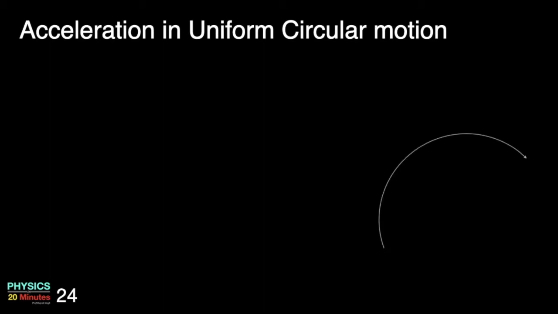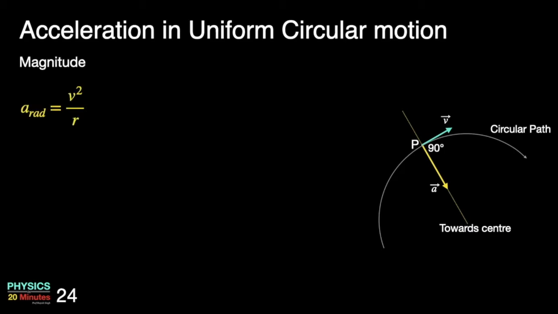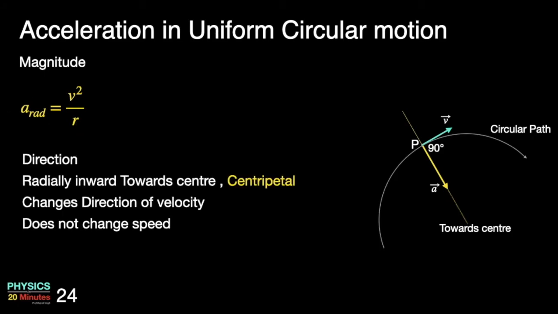Therefore, if you have a circular path, then at any point the velocity vector is tangential to the circular path and the acceleration vector points towards the center. The angle between them is 90 degree. The magnitude of this acceleration we have just derived is given as v square by r. Since this points along the radius towards the center, we may also call it a radial. So a radial is equal to v square upon r. What is the direction? It is radially inward towards center. It is also called centripetal.